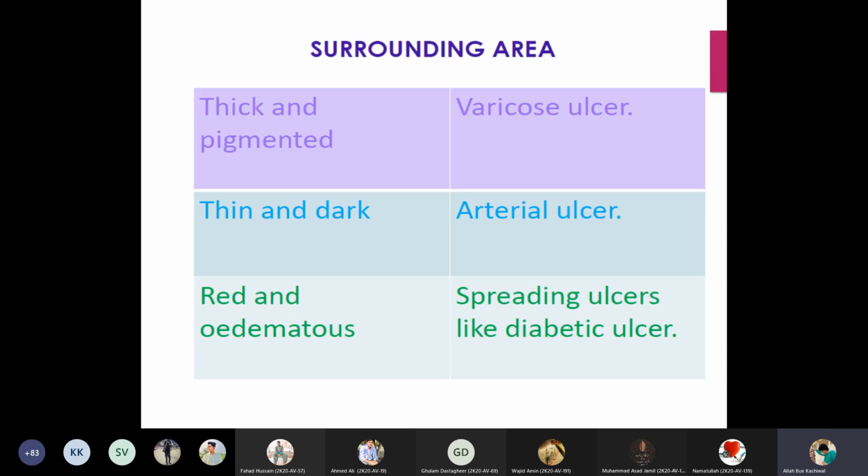The surrounding area, thick and pigmented, is seen in the varicose ulcer, whereas thin and dark surrounding area is seen in the arterial ulcers. Red and edematous edges are seen in the spreading ulcers like diabetic ulcers.